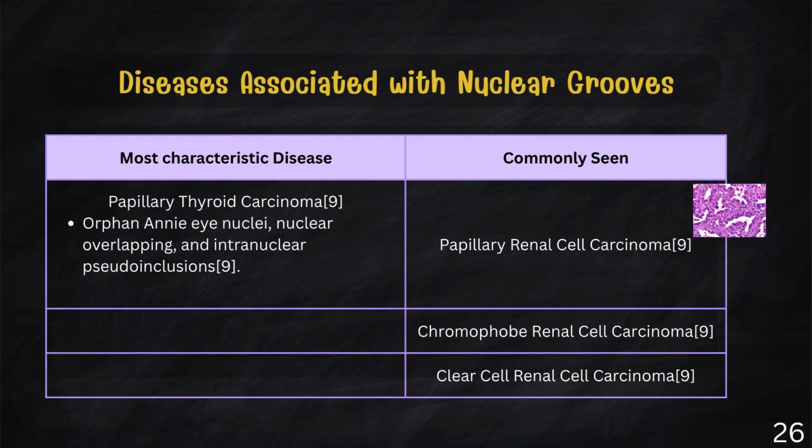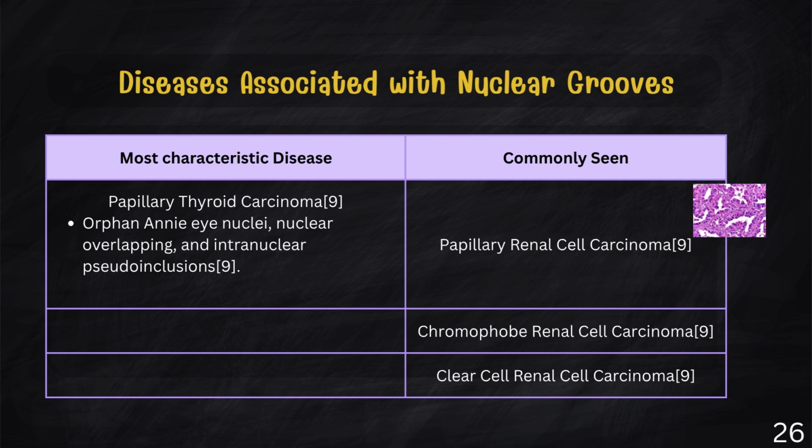Diseases associated with nuclear groove. Nuclear grooves are most characteristically associated with papillary thyroid carcinoma, or PTC. In PTC, nuclear grooves are considered one of the hallmark nuclear features and are usually accompanied by other characteristic findings, including Orphan Annie nuclei, nuclear overlapping, and intranuclear pseudo-inclusion.